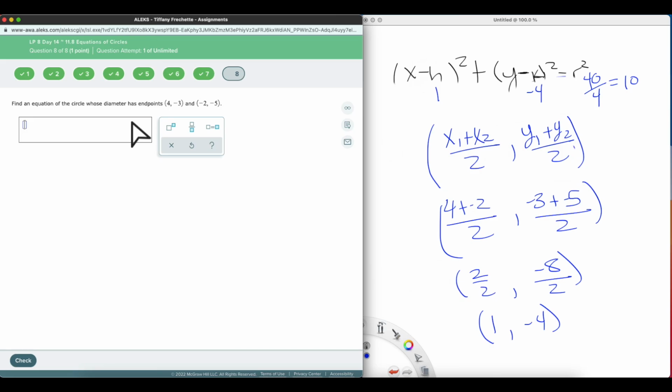So I have x minus 1 squared plus y plus 4, because it's minus negative 4, squared equals 10.